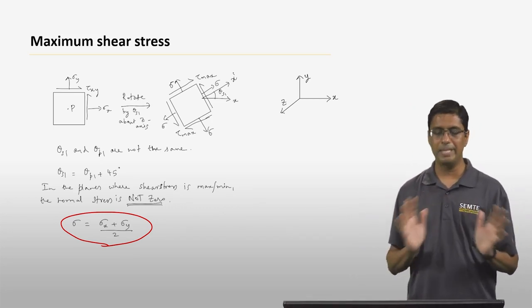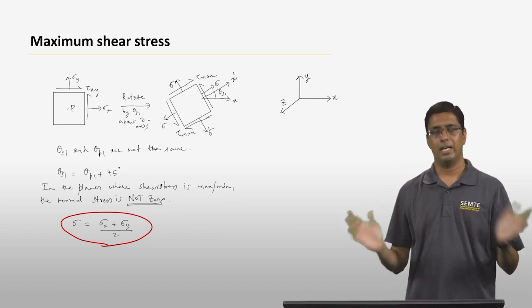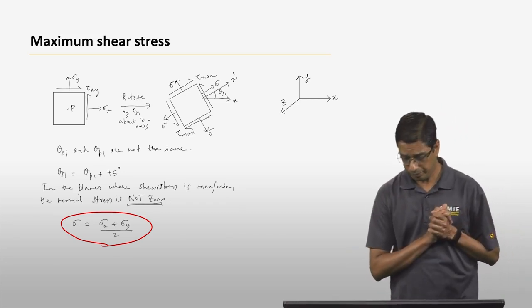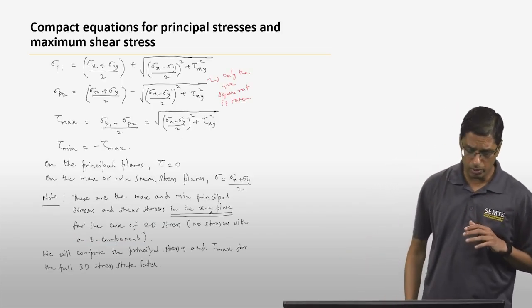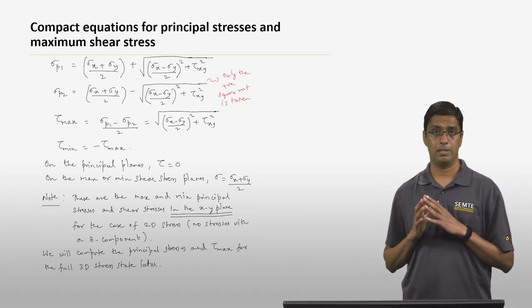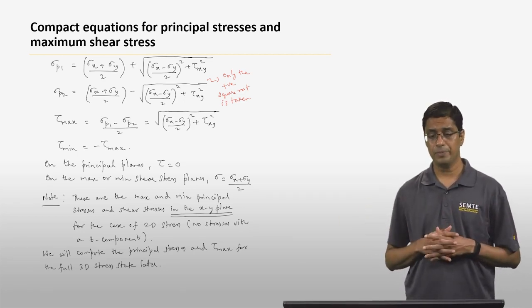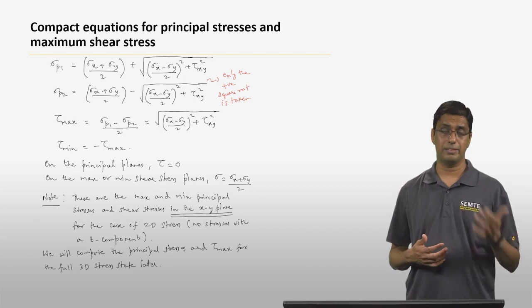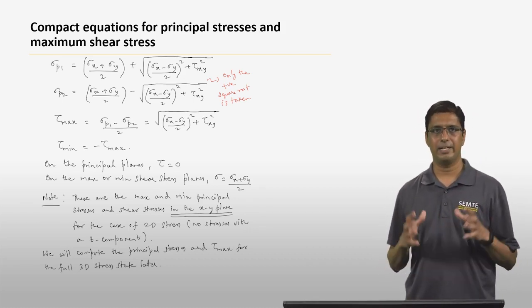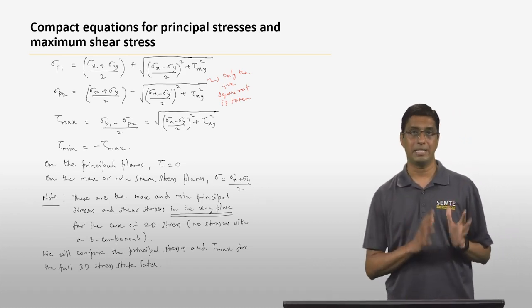Okay, so these are the main differences between the maximum shear stress and the principal stress, and the maximum shear stress planes and the principal planes. Okay. So now we have talked a lot about how to find the maximum normal stresses, which are essentially the principal stresses, and the maximum shear stress. Of course, you can always use the stress transformation equations to find them, but they're also easy to derive and come up with fairly compact equations for these principal stresses and maximum shear stress.